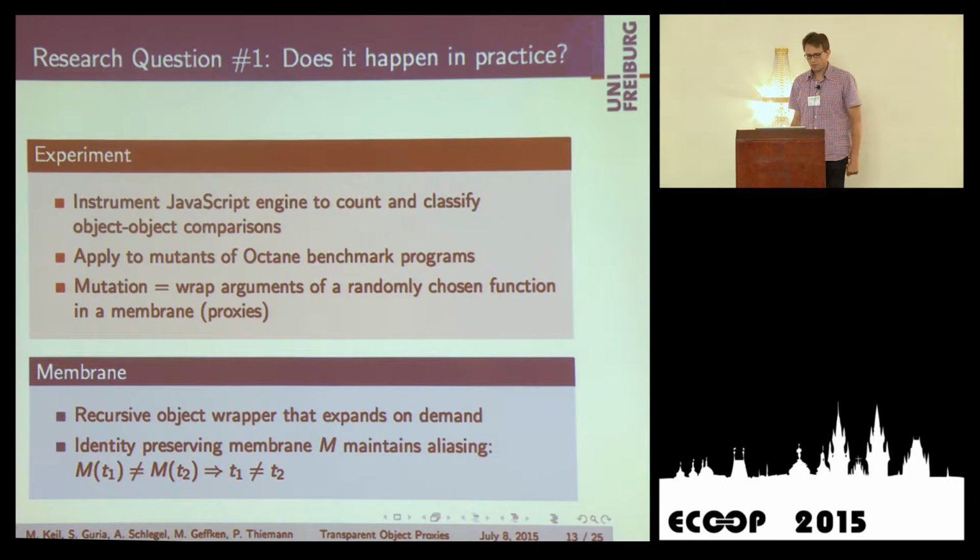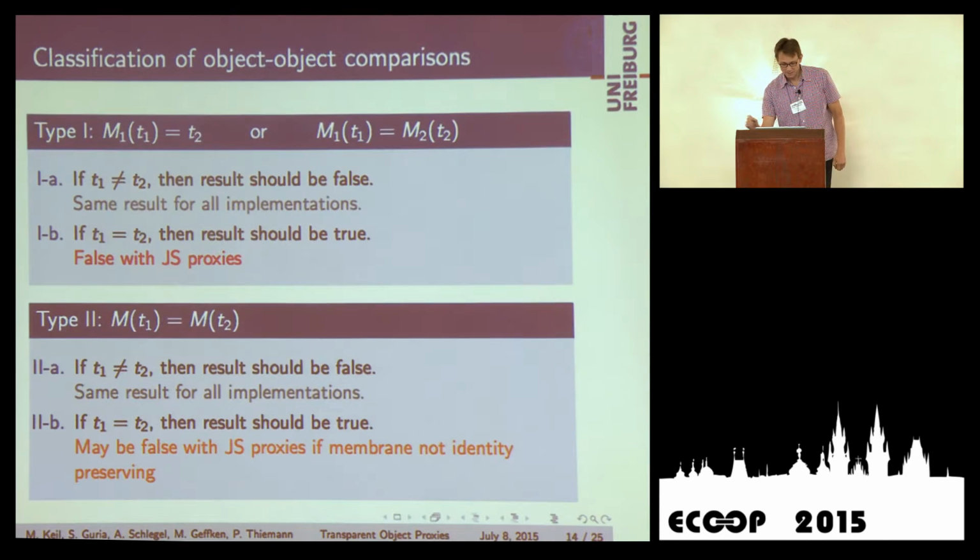Now, the most useful variant of a membrane is an identity-preserving membrane, and it preserves aliasing. So when you wrap the same object twice during the recursive construction, then you return the same proxy. That ought to be expressed by the last line, but it was late yesterday. Now, we looked at the data and we classified the object-object comparisons in 4 categories. There are 2 major categories and 2 subcategories.